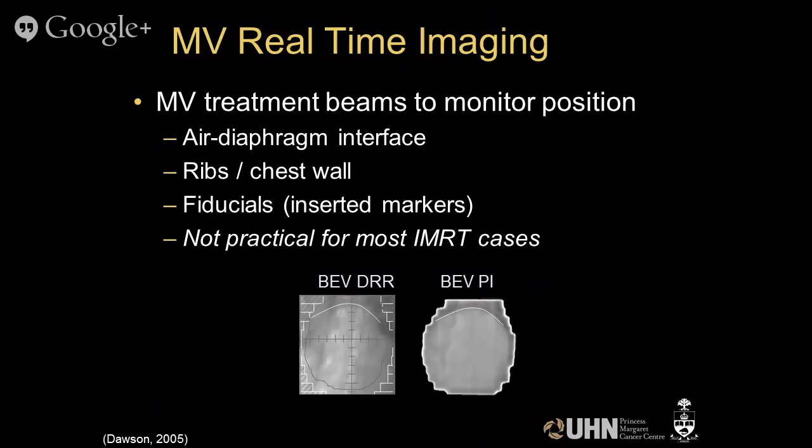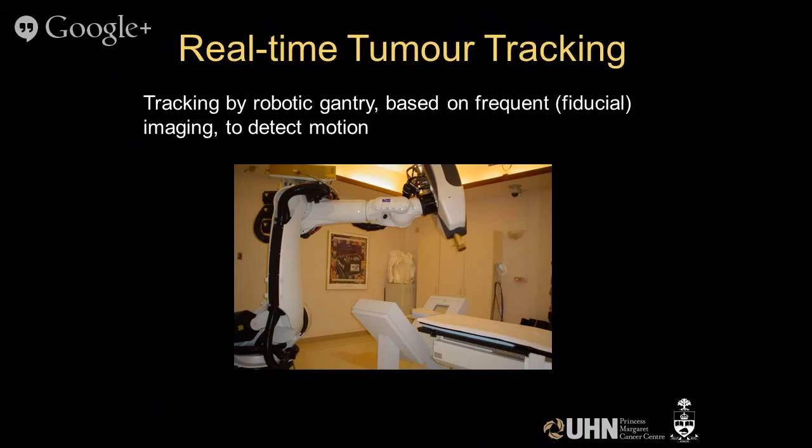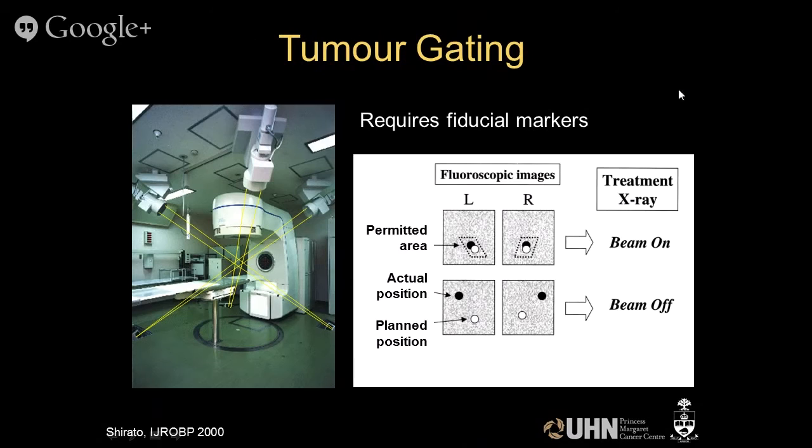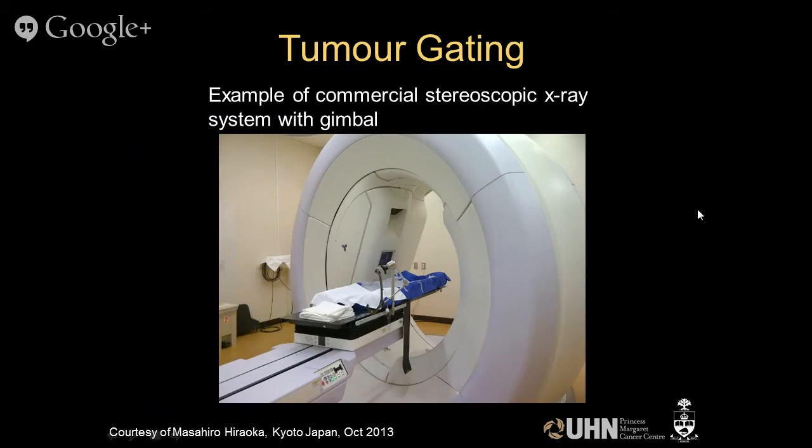Sometimes the beam itself may allow some soft tissue surrogate for the tumor that may be visible. In this patient, for example, you could see the air-diaphragm interface to have some type of reassurance, as the beam is actually being delivered, that we're in the right spot. Real-time tumor tracking is an option where the actual gantry will move with the patient as they breathe. And tumor gating, where the beam is on during only one phase of the breathing cycle, for example, exhale. This is an approach initiated in Japan in 2000 by the Hokkaido group, and is now commercially available with a unit on a gimbal that can move and in fact also do cone beam CT.